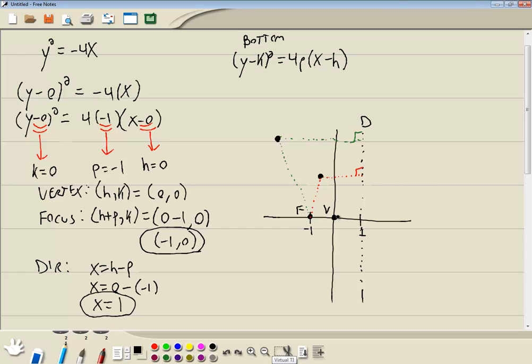Okay, after you have 2 points, you know a parabola's curved. So it's going through the vertex, so it's going to be curved. Looks like that. And then by symmetry, this will be curved down here also. And that'd be our graph.